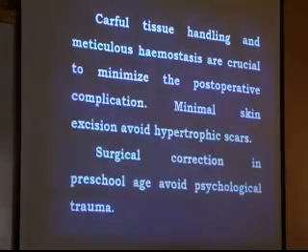So, in summary, careful handling of the tissue and meticulous hemostasis are crucial issues to minimize post-operative complications. And we know in plastic surgery procedures, any minimal post-operative complication will change your results and will affect the patient's satisfaction with the outcome of the procedure. Also, we should consider minimal skin excision to avoid any hypertrophic scars at the site of the wound.